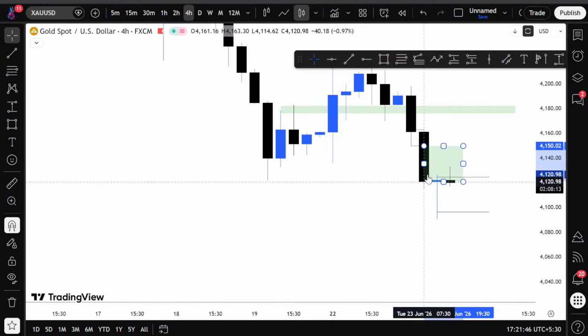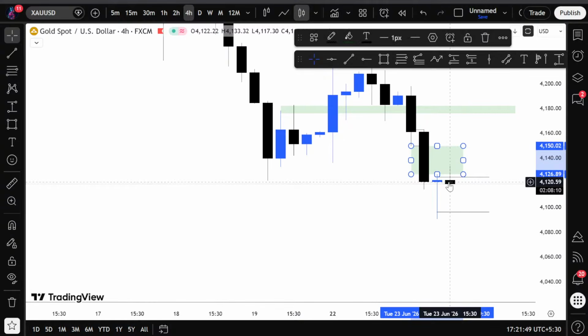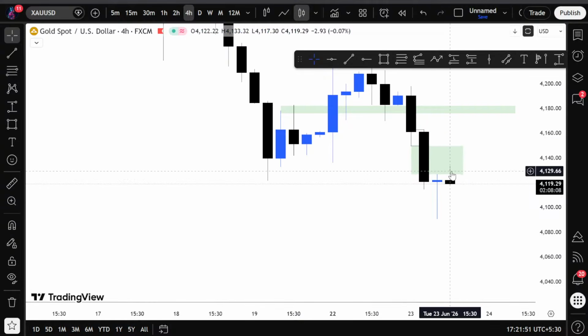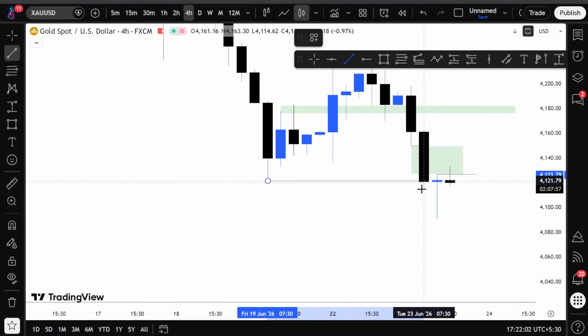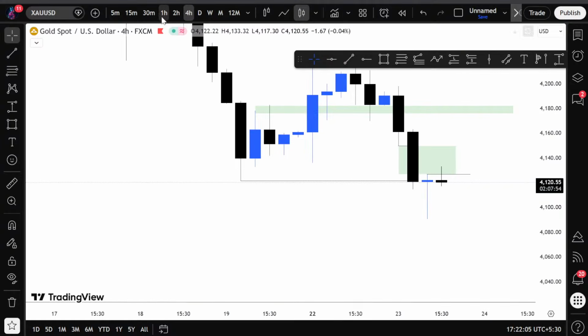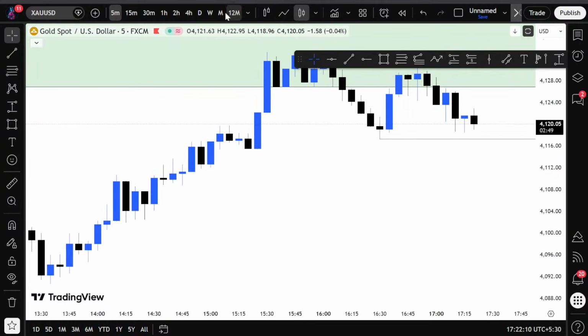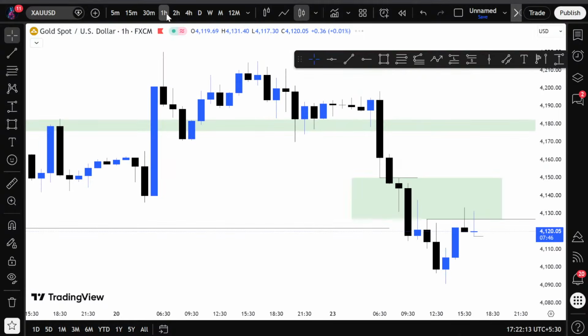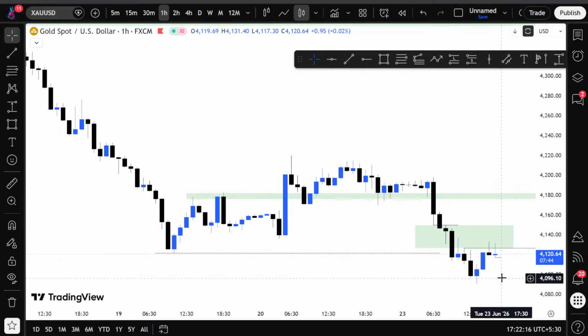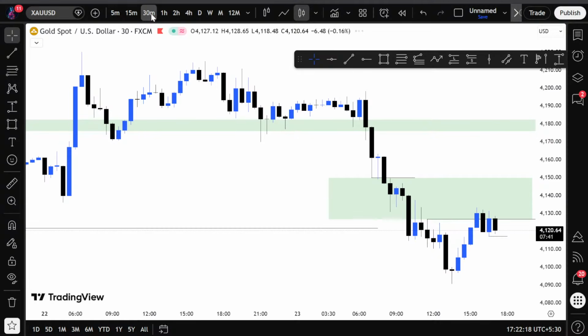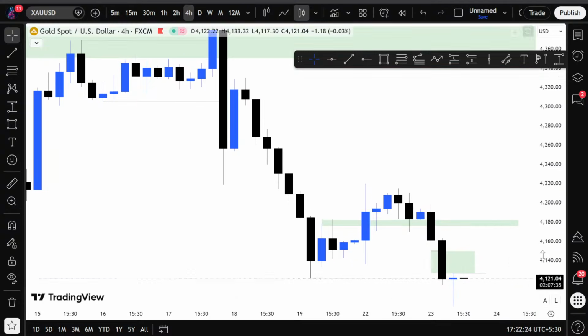So if price wants to sell off, it will close this candle below this high. So this will be the test of this FVG. Then we can short. If you want to short directly, then you have to wait for at least a 5-minute bearish structure confirmation. Otherwise, there is no short confirmation right now in the 1 hour or 30-minute time frame. You have to wait for the 4 hour time frame then.